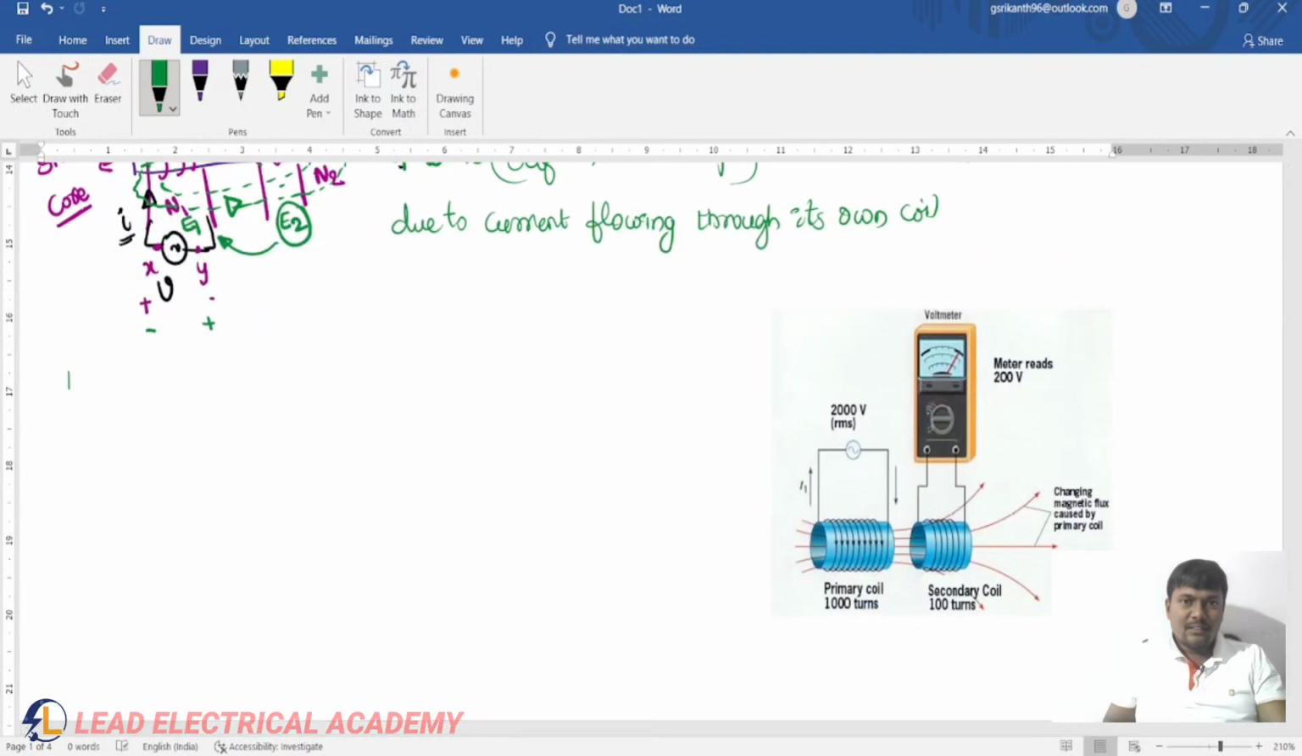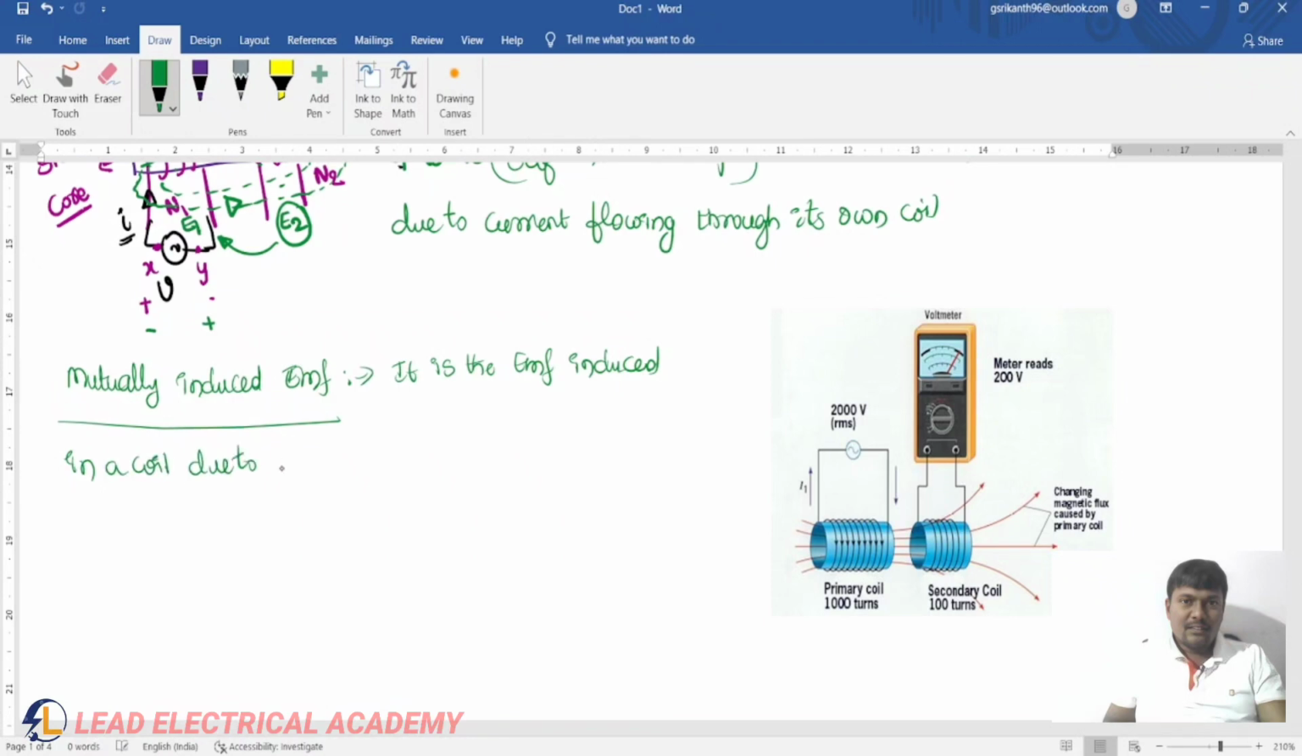Coming to the mutually induced EMF. It is the EMF induced in a coil due to current flowing through another coil.